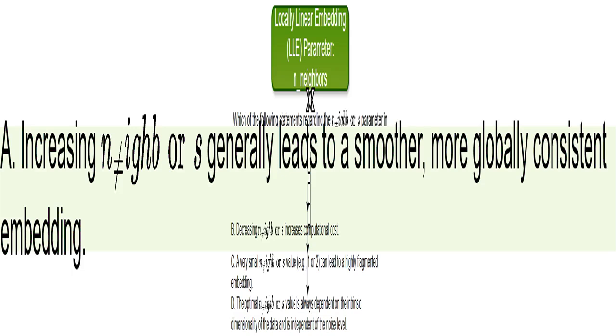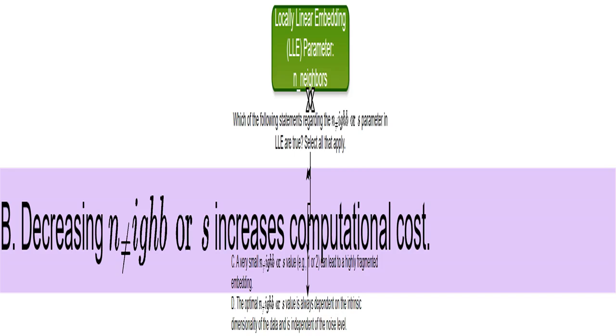Decreasing the number of neighbors actually reduces the computational cost, as fewer distance calculations are needed to find the nearest neighbors. The opposite is true. Increasing neighbors increases computation cost. I see that this statement is also false. Finding the best n_neighbors value is like finding the Goldilocks spot. It depends on both the data's inherent structure, its dimensionality, and the level of noise in your data. Too few neighbors might not capture the overall shape of the data, while too many might be overly sensitive to noise.